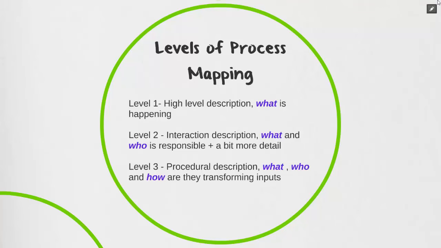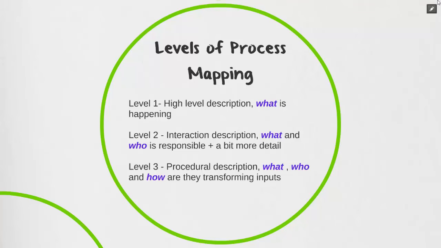There are 3 levels of process mapping that can really be broken down into the what, the who, and the how. Our level 1 is a very high level description, often 3 to 7 steps that's describing what is happening. Our level 2 takes a look at those interactions, so it starts to define not only what is happening, but also who is responsible. Our level 3 is a procedural description.